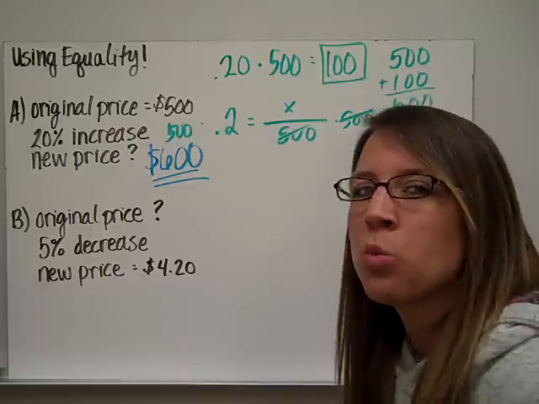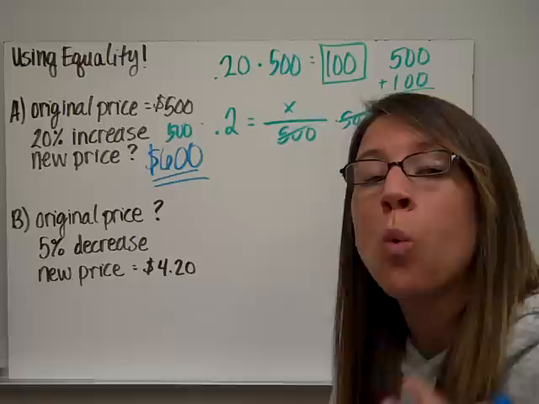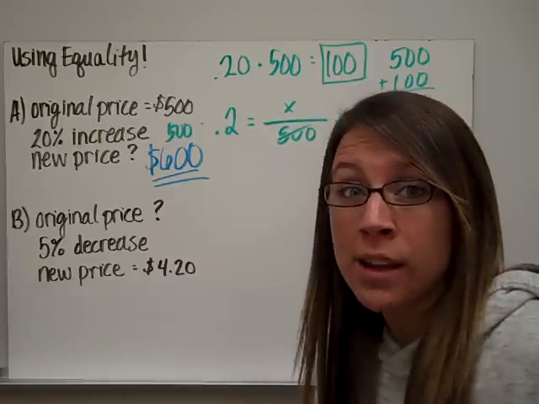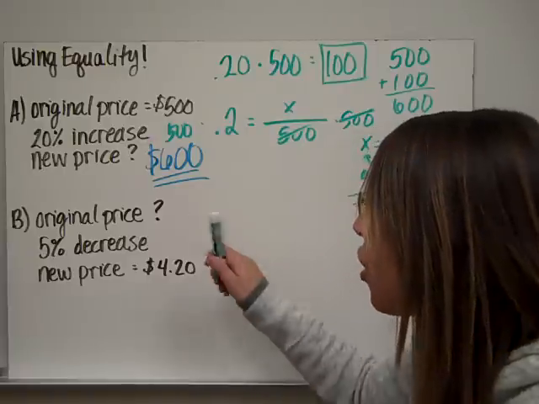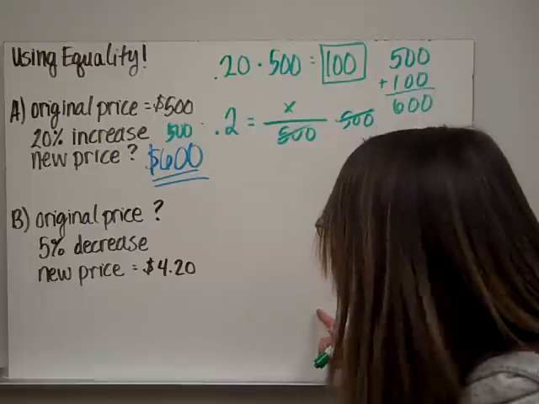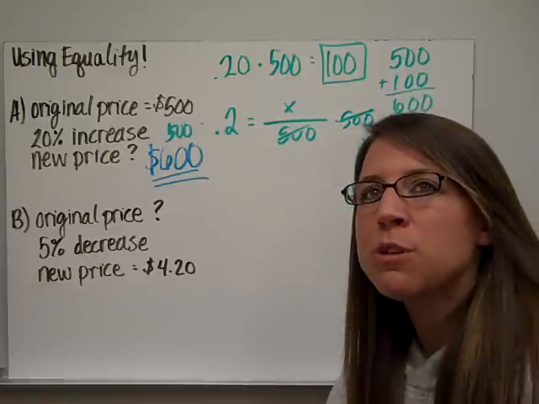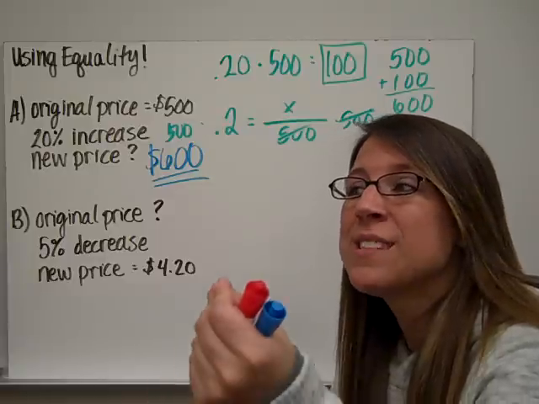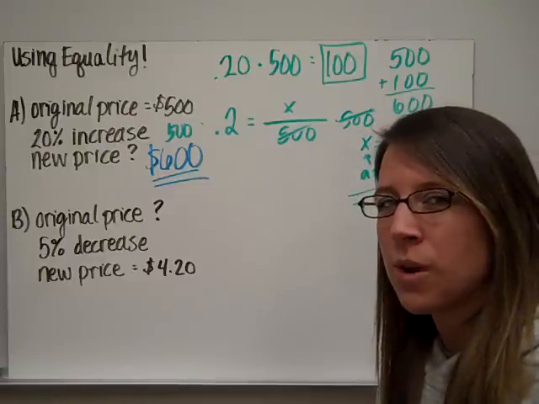This one's looking for an original price. Now this is going to get a little bit tricky, but try to follow. Watch, then go back and copy, maybe watch it again. Just listen to what I'm talking about. So I don't know the original amount, but I know that the original price decreased by 5%, and now the new price is $4.20. So 5% of something, and then subtracting that amount gives me that amount.